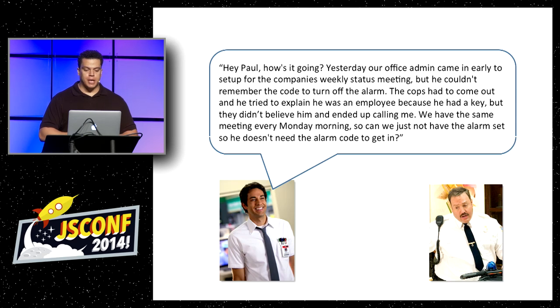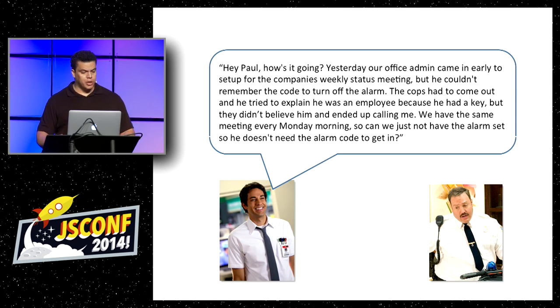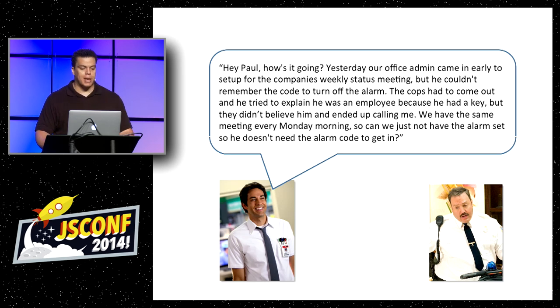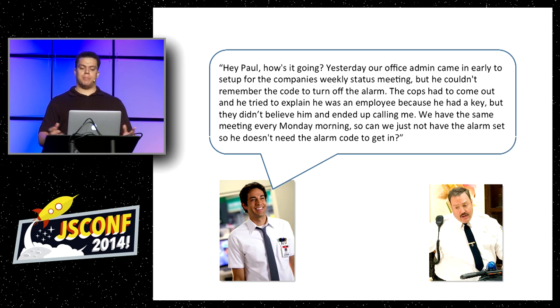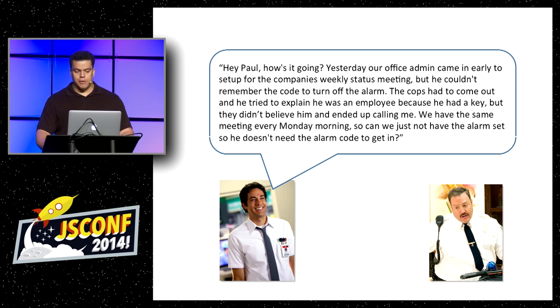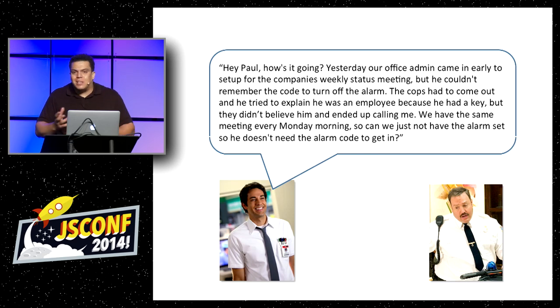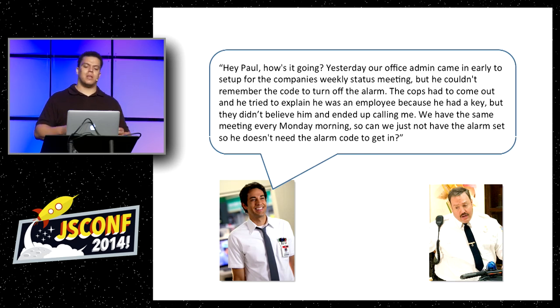Yesterday, our office admin came in early to set up for the company's weekly status meeting, but he couldn't remember the code to turn off the alarm. The cops had to come out, and he tried to explain that he was an employee because he had a key, but they didn't believe him and ended up calling me. We have the same meeting every Monday morning, so can we just not have the alarm set so he doesn't need the alarm code to get in?